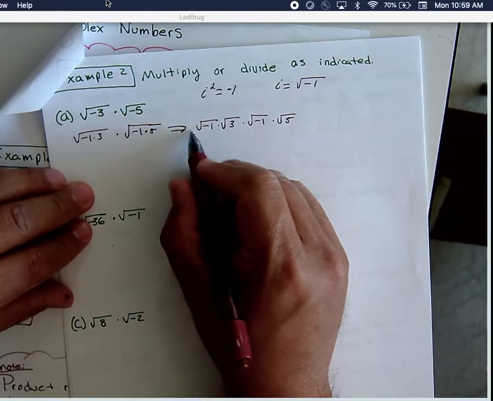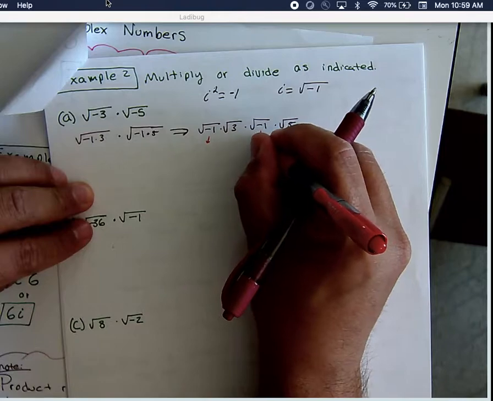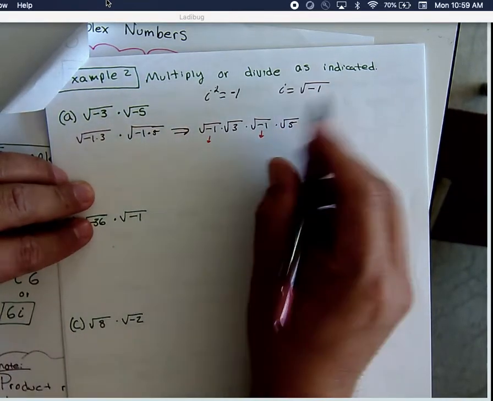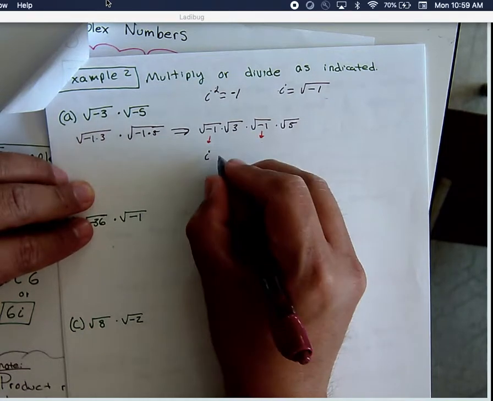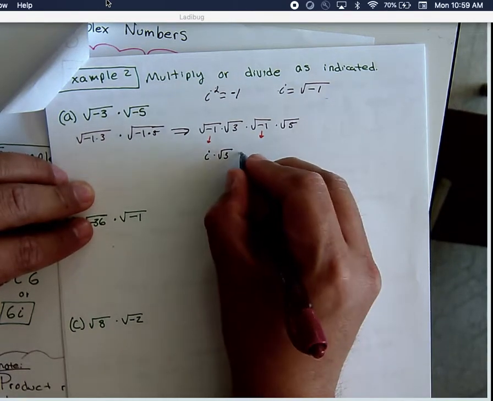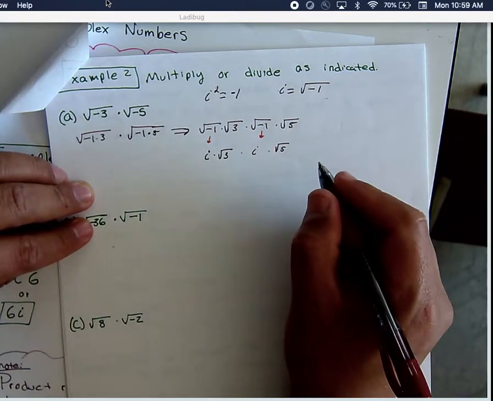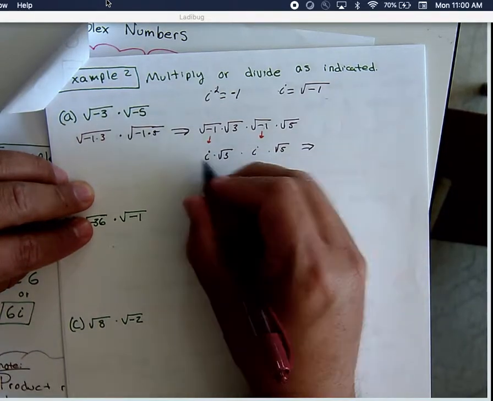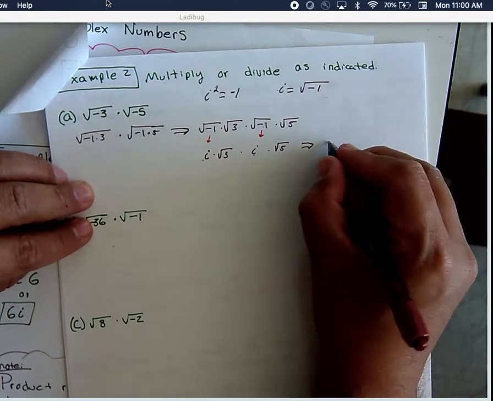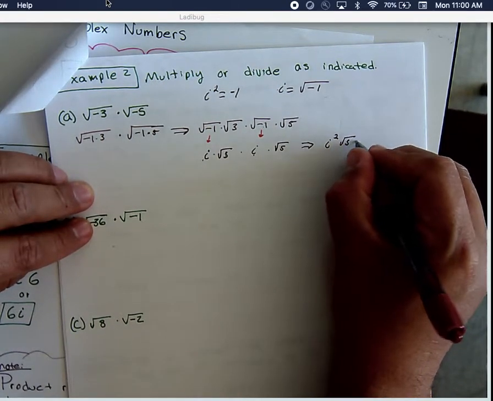So that means these two parts become I. So this becomes I, that one stays the same. This becomes I, and that one stays the same. Okay. So now we have I times I becomes I squared, and then square root of 3 times square root of 5.